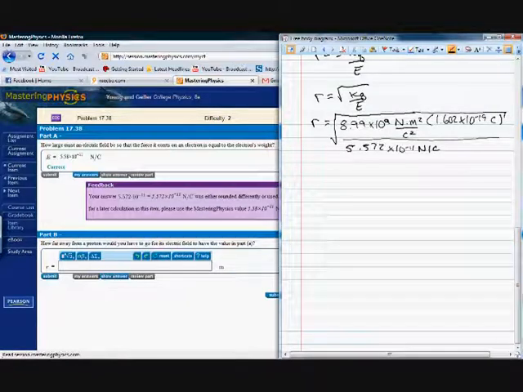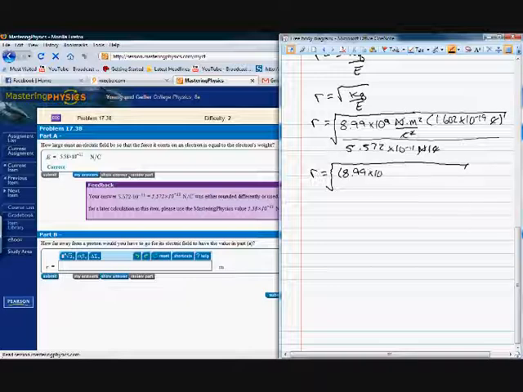As you can see, we can cancel our newtons, and then our coulombs cancel. Coulombs cancel again. We're left with meters squared. So r is equal to the square root of 8.99 times 10 to the 9th times 1.602 times 10 to the negative 19 divided by 5.572 times 10 to the negative 11th meters squared. If you take the square root of meters squared, your unit is meters, and that's what we need.